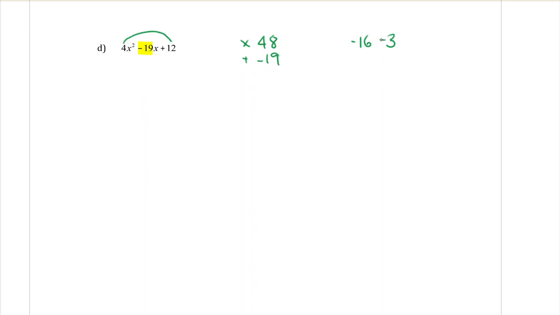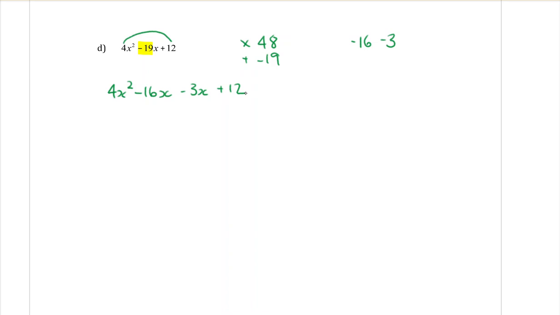Use that to split the middle term, the minus 19. We keep the 4x squared. It doesn't matter which number you put first. I'm going to put minus 16x first, and then minus 3x, and then we still have our plus 12 sitting on the end. Is everyone getting the hang of that splitting the middle term? Good.